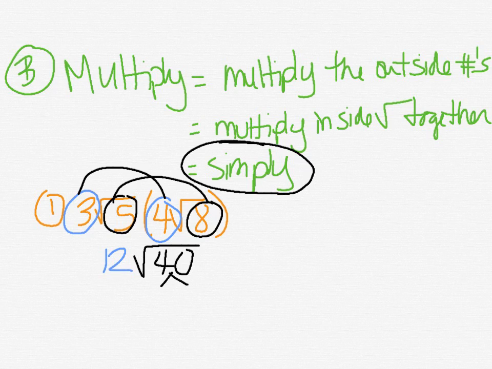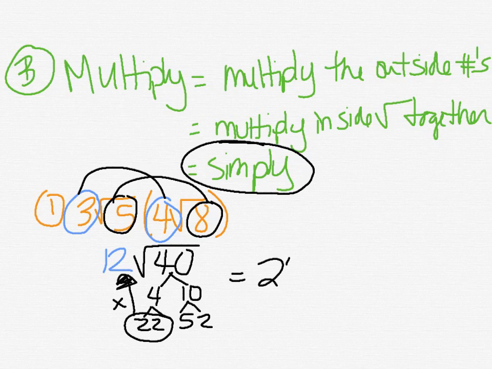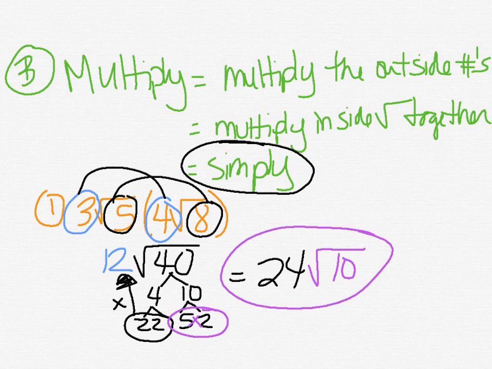If we do a factor tree here, we go 4 and 10, and then you've got 5 and 2 and 2 and 2. So we can break out one pair of 2's. Remember, when you break them out, there's an outside number here, so we need to multiply the 12 times 2 to give us 24. The 5 and the 2 are left here, so we multiply those together to get 24 square root of 10.